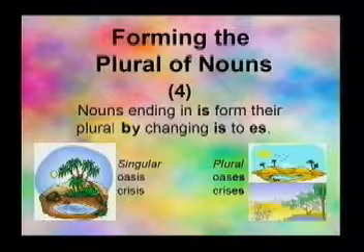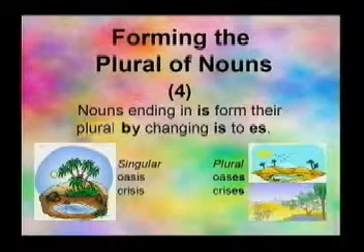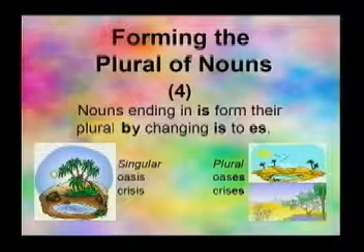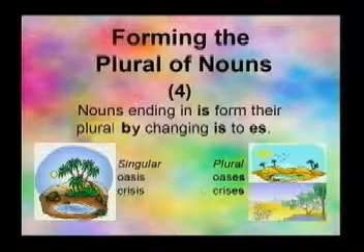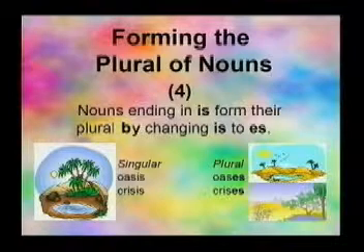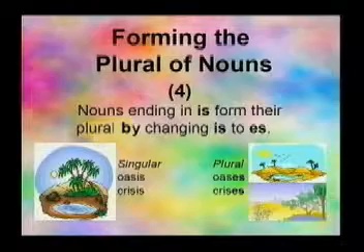Number 4. Nouns ending in IS form their plurals by changing IS to ES. For singular, oasis. For plural, oases. Crisis, crises.